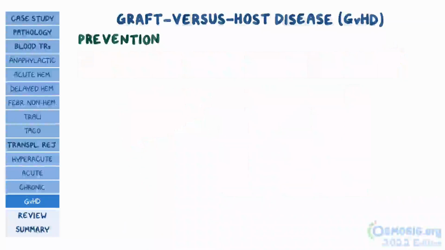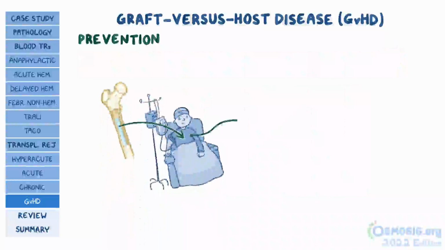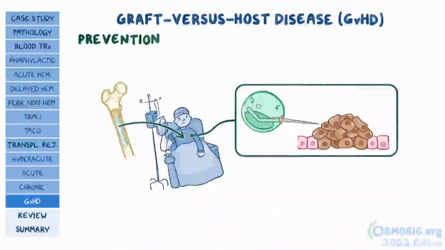In certain situations, though, graft versus host disease can be induced on purpose in individuals who have leukemia, where the donor T cells from a bone marrow transplant attack and kill the host's leukemic cells. This is called graft versus tumor effect.